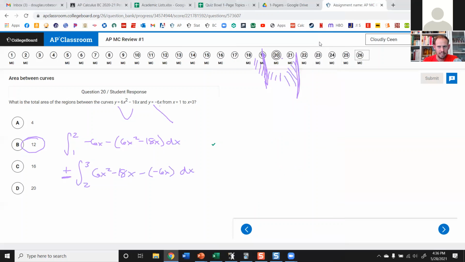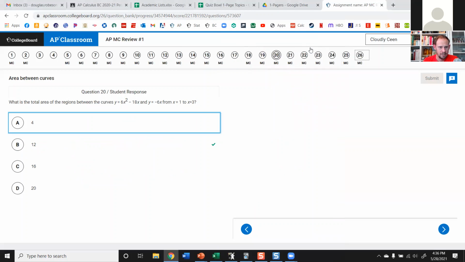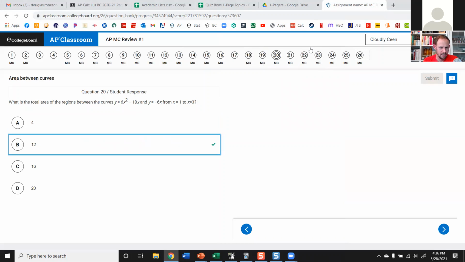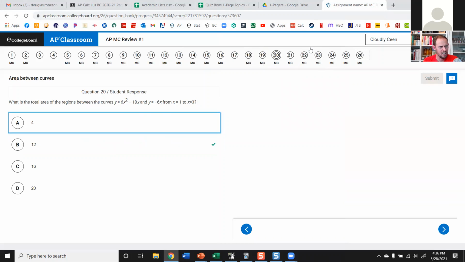All right, but that is how we would do that one. So yeah, you have to split it. I think if you don't split it, most of you put 4, and that's what you get if you don't split it and just assume one of them's on top. One time I didn't graph it. Yeah, well, so that was 20.